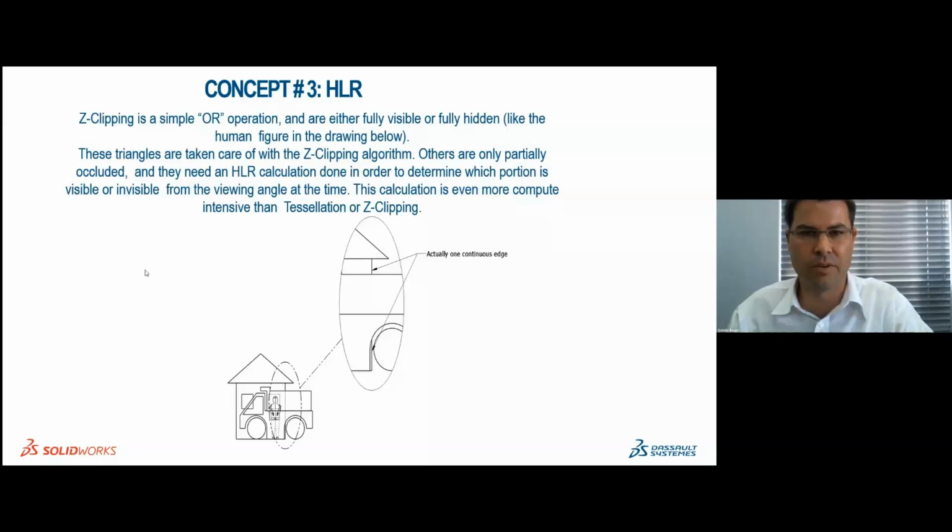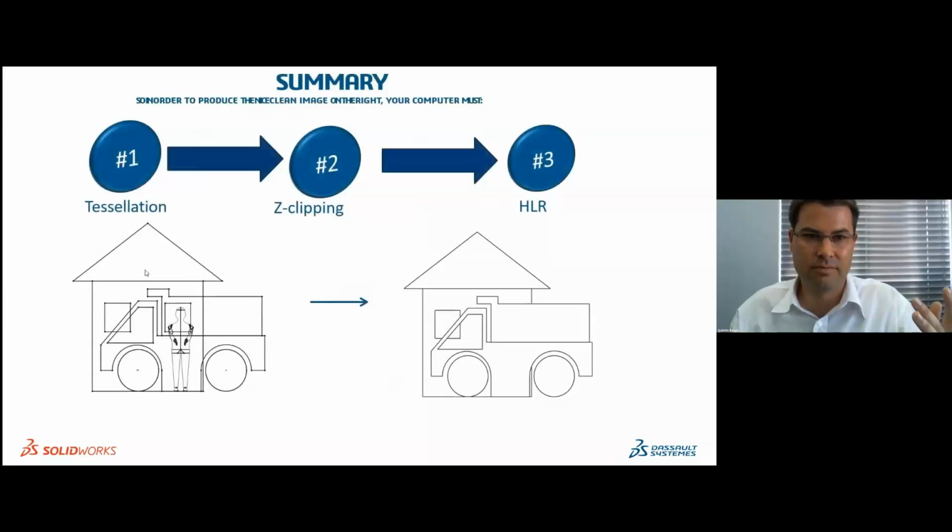And I'm going to do a very nice illustration with my mug in a second. So these triangles are taken care of with a Z-clipping algorithm. So others are only partially included, and they need an HLR calculation to be done in order to understand which portion is visible from that angle and which is not. And this is a really complex calculation because it's got to see what's not seen.